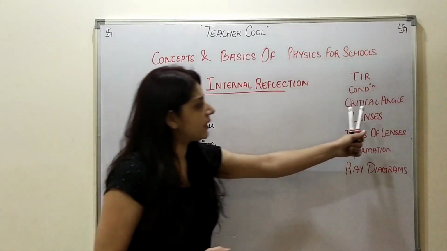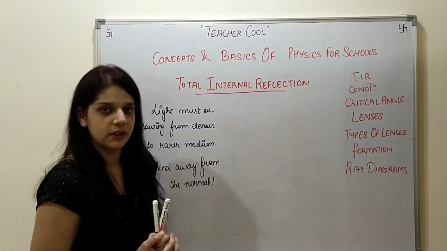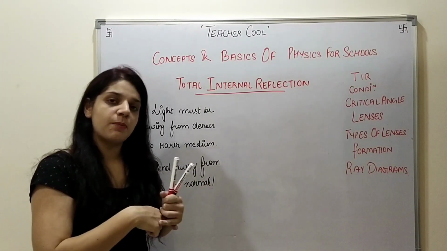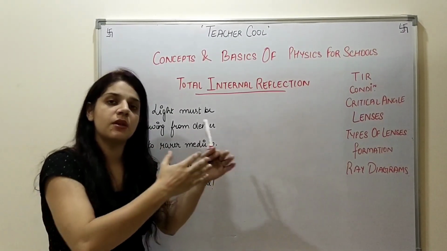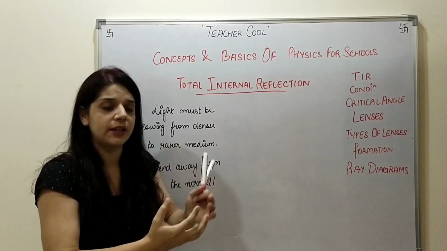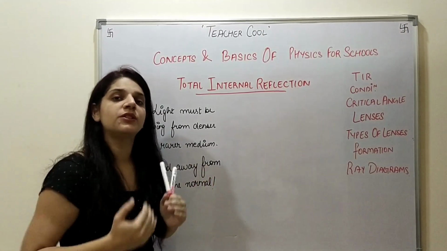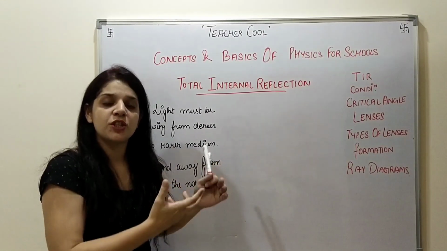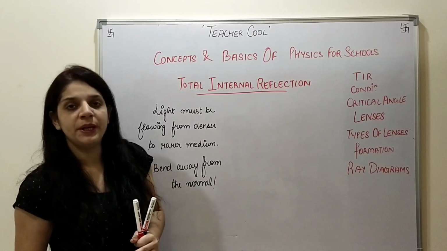Now second thing is critical angle. Now what is critical angle? We also did partial reflection and partial refraction, that at any interface, whenever some incident ray is incident at the interface, part of this ray is reflected back and the remaining part, the major part, is refracted through the interface to the different media.